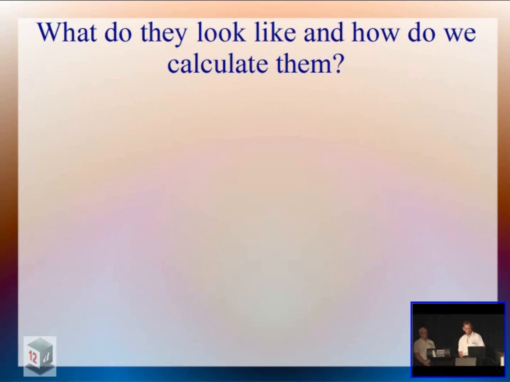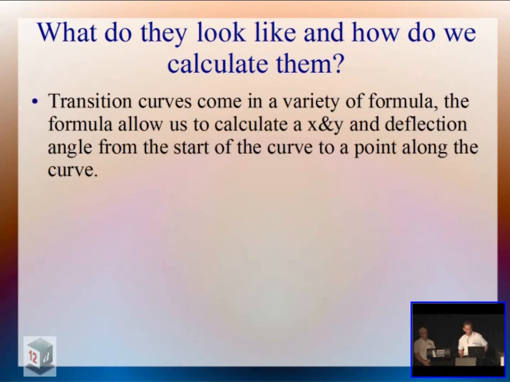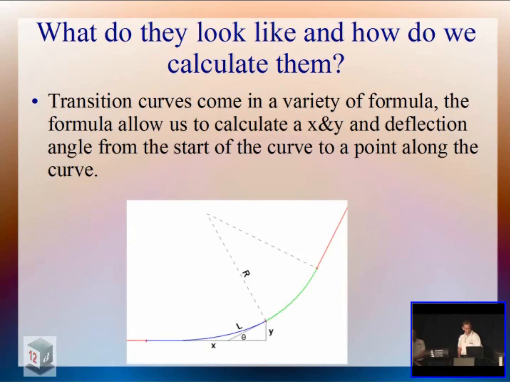Okay, what do they look like and how do we calculate them? They come in a mile of formulas. There are so many different formulas used around the world for them, it's not funny. But basically all the formulas allow us, from the starting point of the curve, to get an x distance, a y distance relative to the curve, and a deflection angle. And from there on we can do the calculations. I can hardly see that one, I'll have to look at the big screen. That is what they look like. We get an x distance, a y distance, and a deflection angle, and from there we can calculate positions and offsets along the curve. No rocket science involved whatsoever.